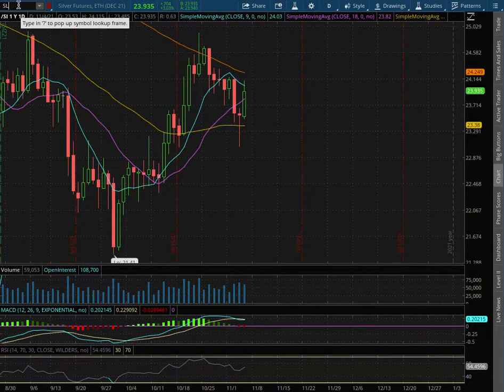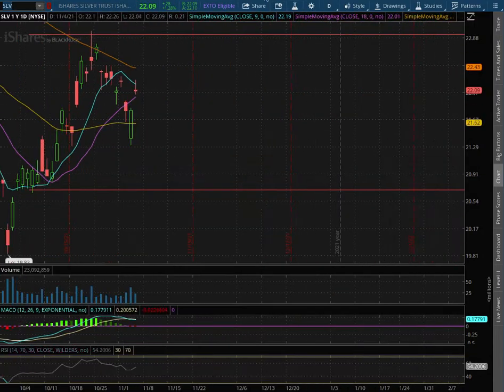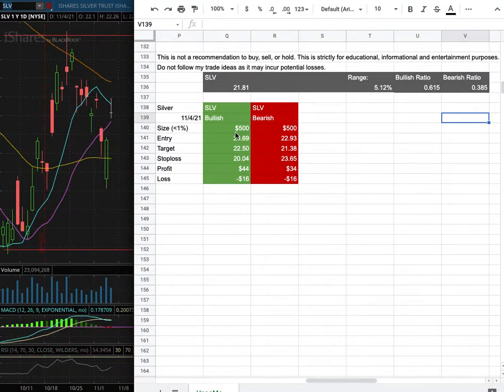As with the trade idea, I'll be trading SLV. And my position size for it is less than 1% of my portfolio. My long entry is at $20.69, and that is this range here. My sell target is at $22.50, and my stop loss is at $20.04.